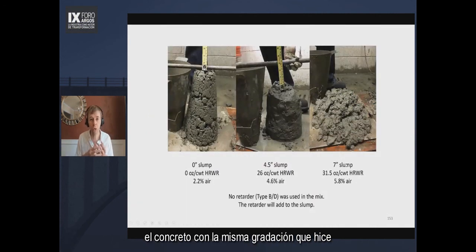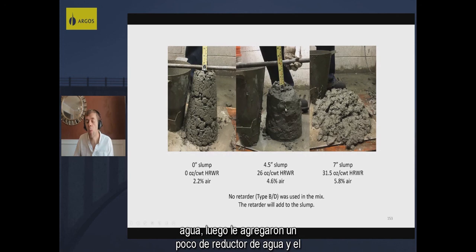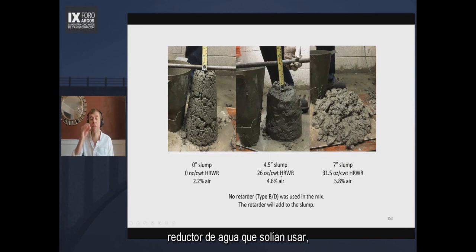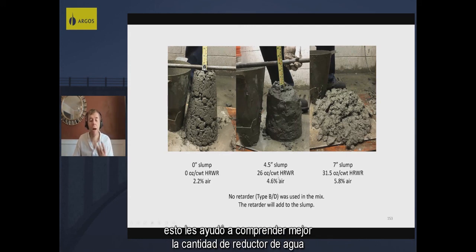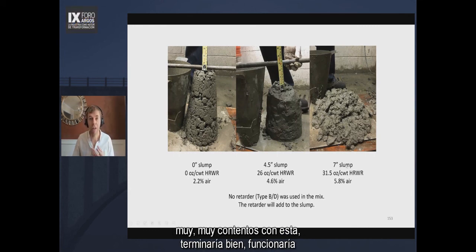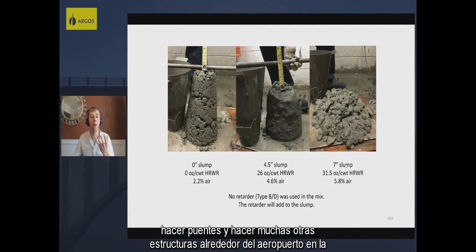So I had them make the concrete with this same gradation, and this is how much the slump was with just water. Then they added some water reducer to it, and the slump got much, much better. This is the same amount of water reducer that they were typically used to using. Then they used just a little bit more, and the slump increased from there. And this helped them better understand how much water reducer they needed versus what their slump was. They were very, very happy with it. It would finish well, it would perform well, and they went out and used it in the field to make bridges and a lot of other structures around the airport in New York City.